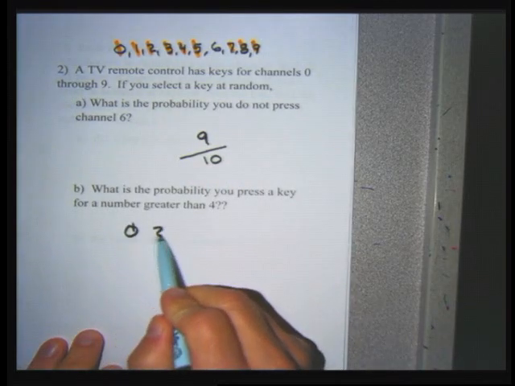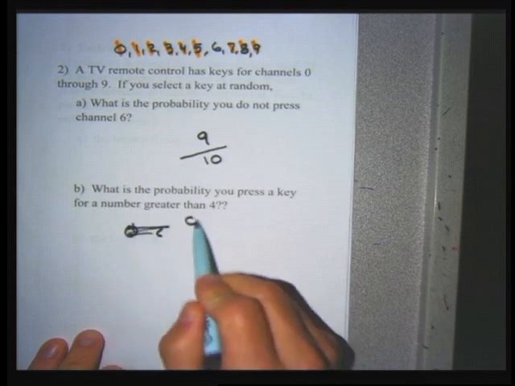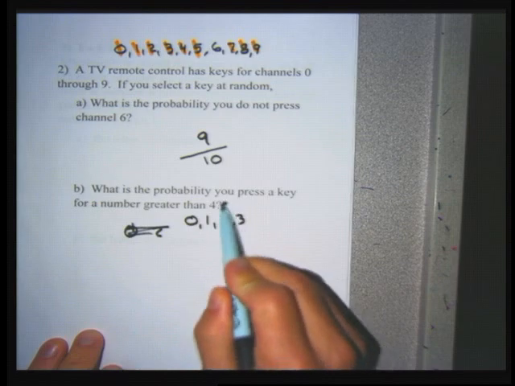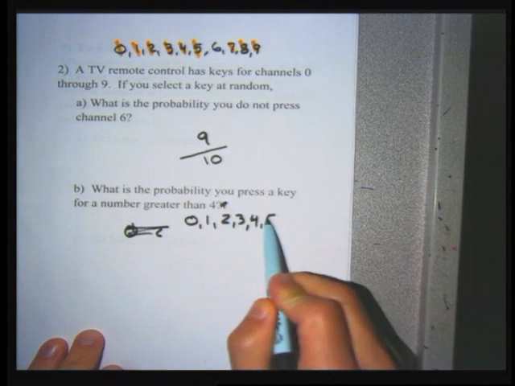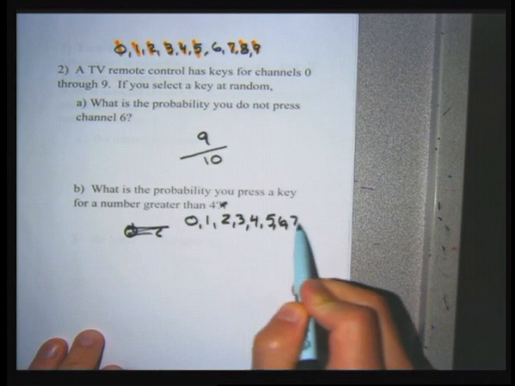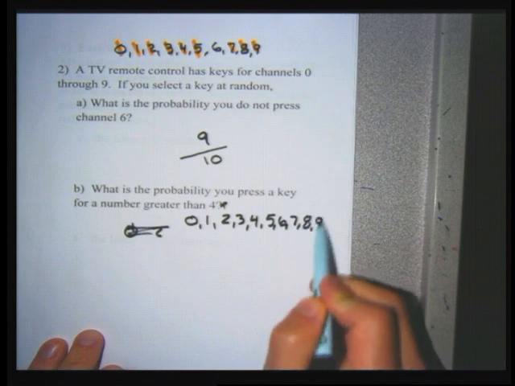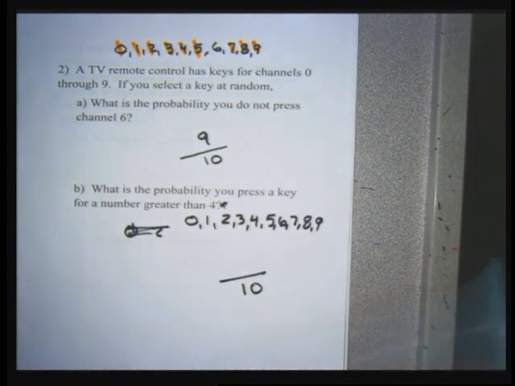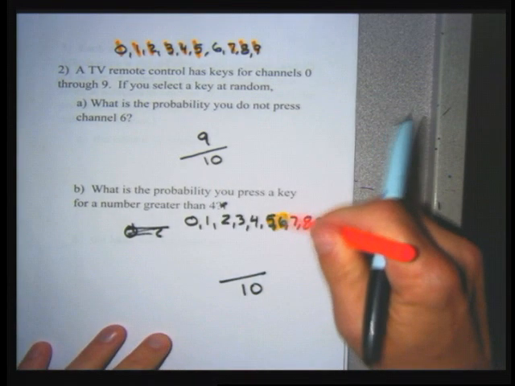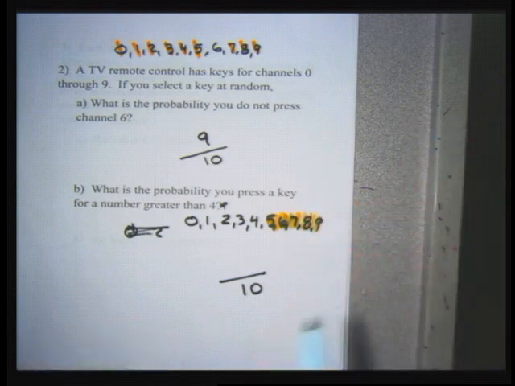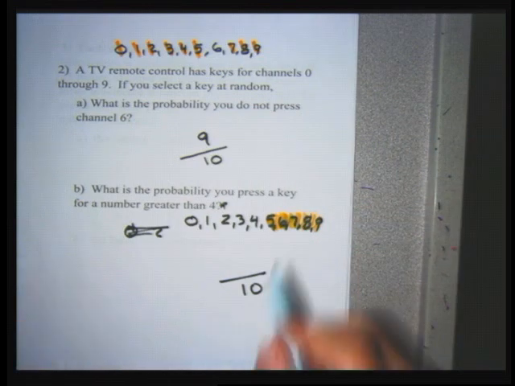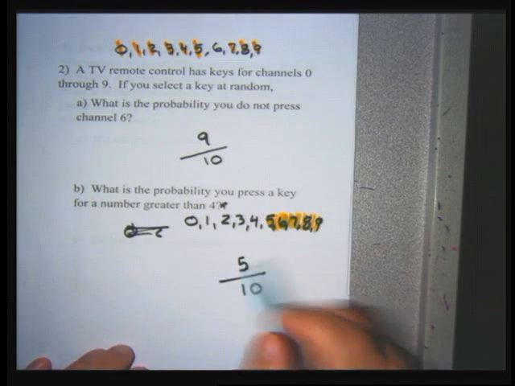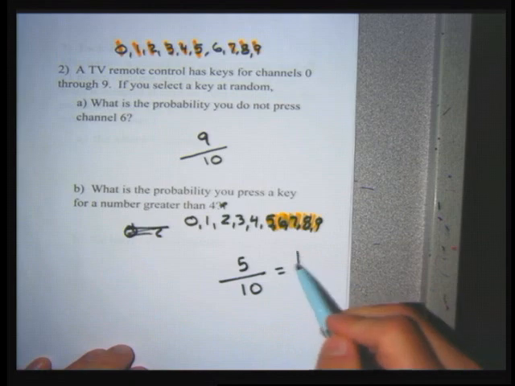For part B of this, the denominator, if I'm pressing one key, is going to have a 10 in it because there's 10 different numbers I could press. The numerator is going to have the numbers that are greater than 4 because that's the requirement here. There's 1, 2, 3, 4, 5 numbers that are greater than 4. So I'm just taking the items from the sample space that fit the criteria, putting that number in the numerator, and 5 over 10 reduces to 1 over 2.